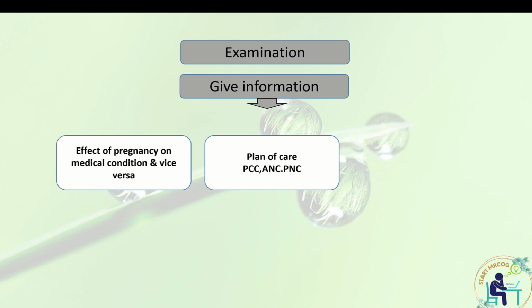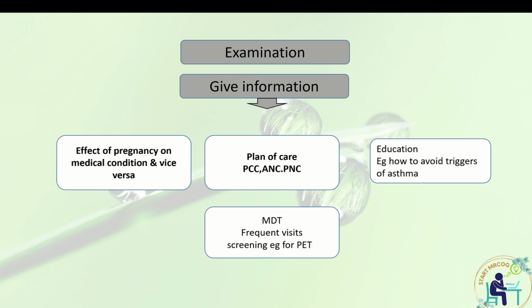Plan of care, including preconceptional care, antenatal care, and postnatal care, and educate the patient, and this differs according to the disease. For example, in bronchial asthma, how to avoid the triggers of asthma, and in sickle cell disease, how to avoid the triggers for the sickle cell crisis. In the plan of antenatal care, usually MDT and frequent visits will be failure points, and we have to screen the patient for different conditions which can happen during the pregnancy, for example, preeclamptic toxemia, anemia.